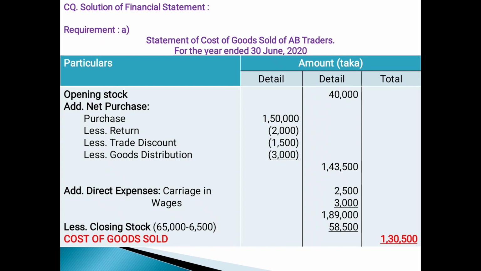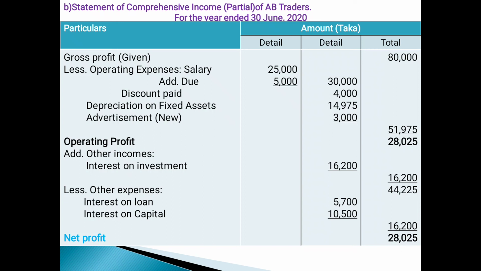Dear boys and girls, I think you've written requirement A in your copy. Now we can go for requirement B. Statement of comprehensive income of AB Traders for the year ended 30 June 2020. It is the first year statement because gross profit is given in the question. So gross profit is the first item in this income statement. Gross profit given, Taka 80,000, to be written in the outer column.